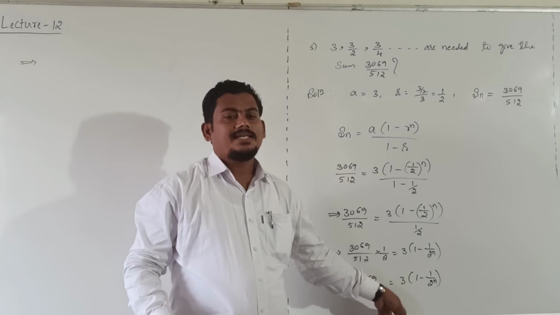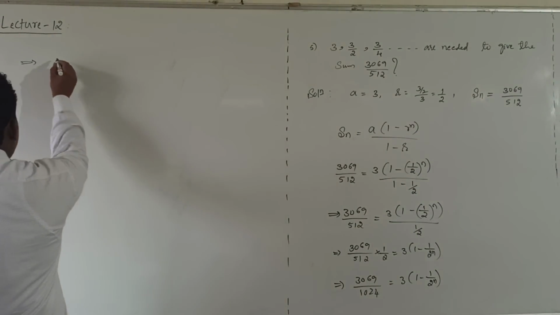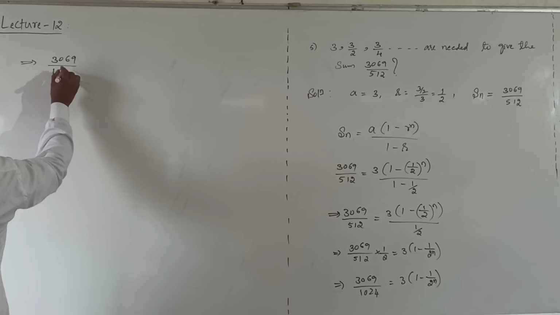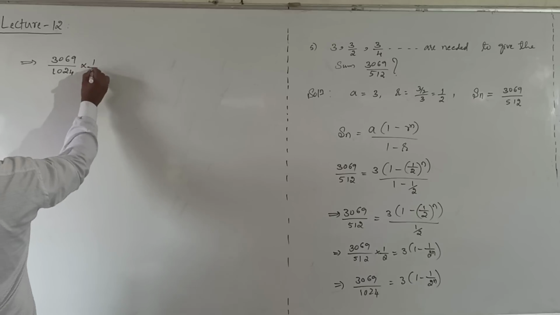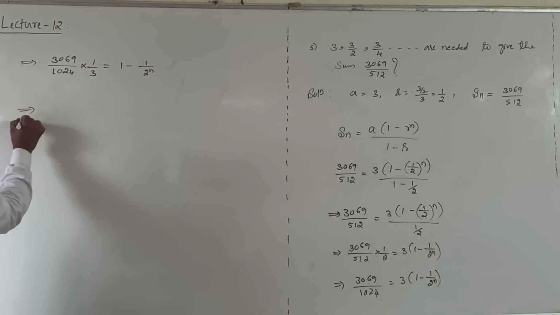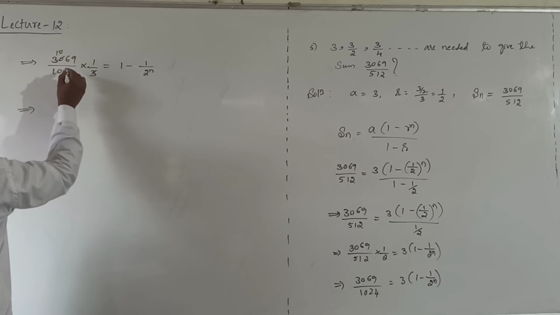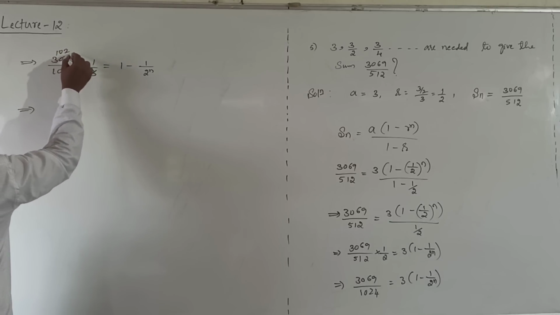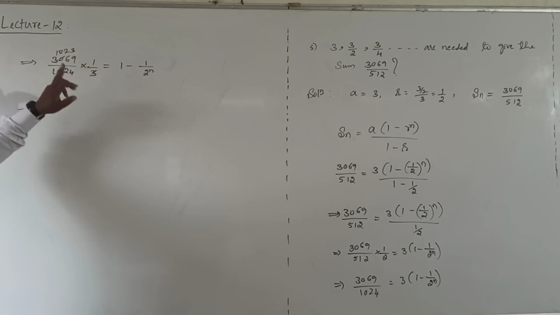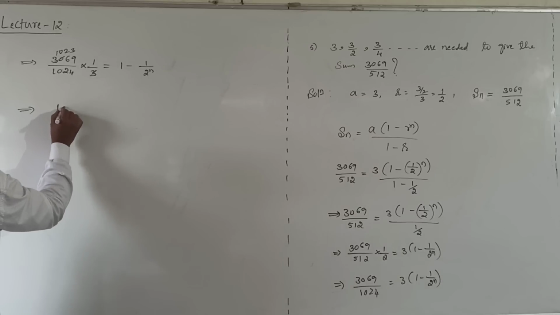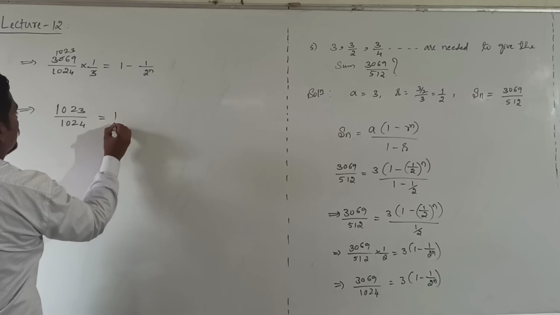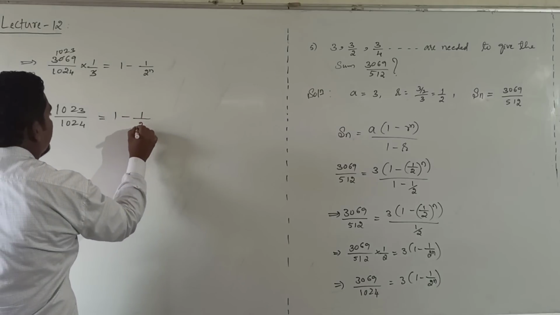Now take this 3 to the LHS, then it divides. So 3069 divided by 1024 into 1 by 3, that's equal to 1 minus 1 divided by 2 power n. Now usual simplification, 3069 by 3 is 1023. Then 1023 divided by 1024 is equal to 1 minus 1 divided by 2 power n.